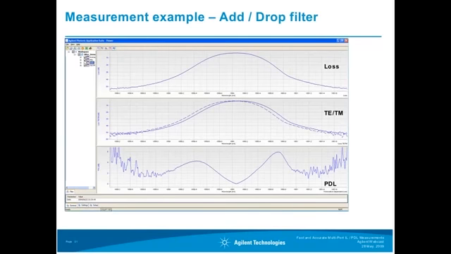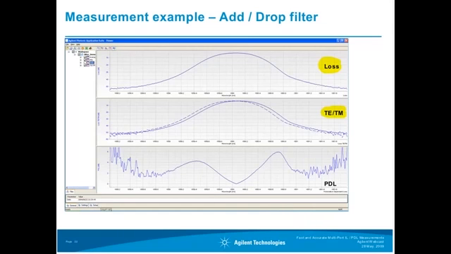I would like to now look at an ADDROP filter, and as you see here, that is just a channel filter, and on the top measurement here we see the loss. One important function which I would like to introduce now is the TETM measurement function.